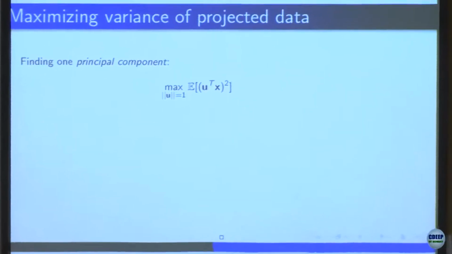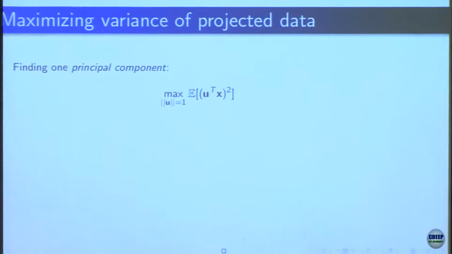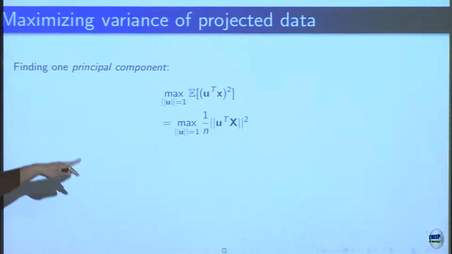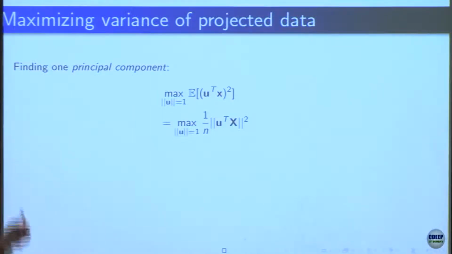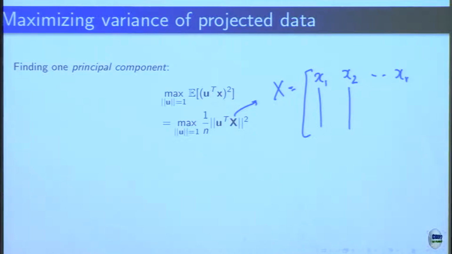So to find one principal component, this is what you do. You would maximize the expected value of (u transpose x) squared, with the norm of u equals 1. You just unfold it, because now expectation will mean you do this for every x. So that's nothing but 1 upon n times u transpose capital X. Okay, what is capital X here? Is capital X row x1 or column x1? Column x1, right? Column x1, column x2, column xn.